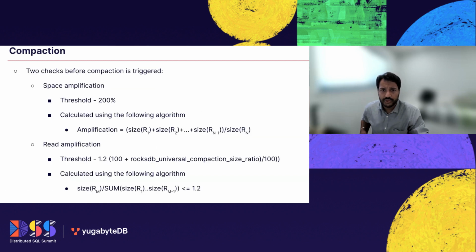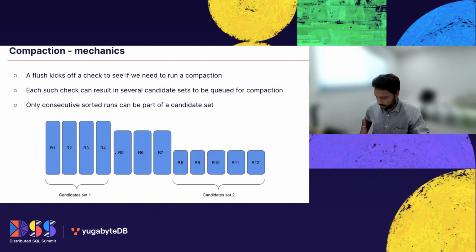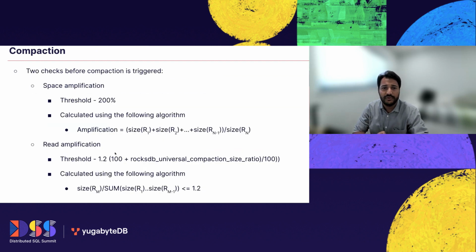There are two checks before a compaction is triggered. The one is for space amplification, and the other one is for read amplification. So space amplification is a 200% threshold. Anytime we check for space amplification and the threshold crosses 200%, we trigger a compaction.